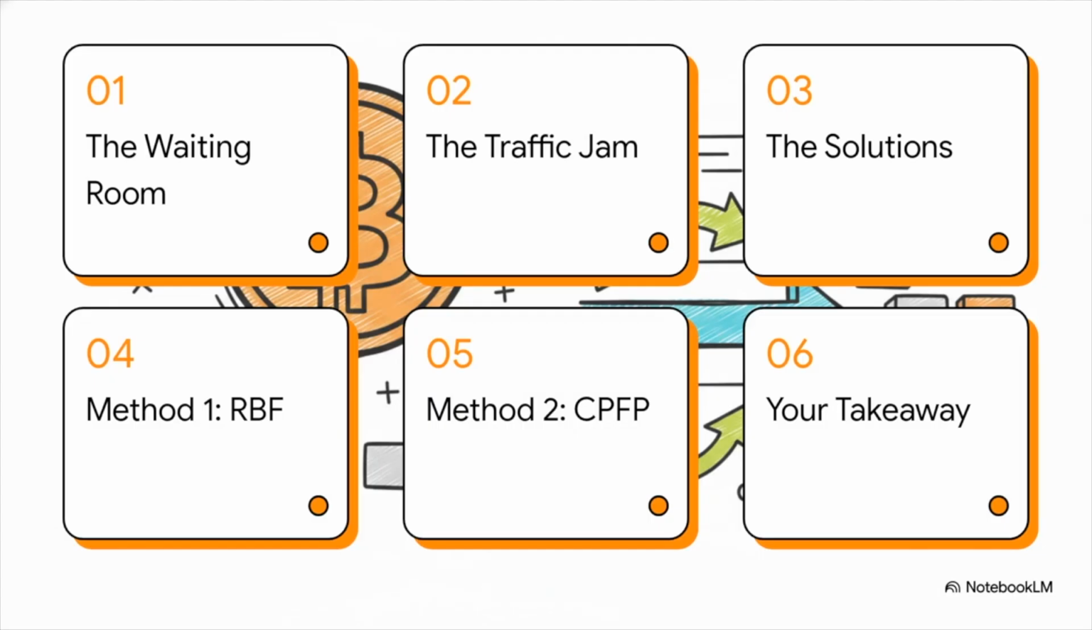So here's our game plan. We're going to start with the where, the mempool, and then dig into the why of these digital traffic jams. After that, we'll get to the good stuff, the how. We'll look at the two key strategies to get you unstuck, and then we'll wrap it all up with the one big thing you need to remember.